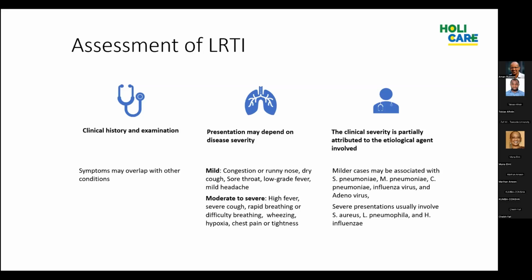How severe or mild the disease is may also be a proxy indicator of what organisms are causing this infection. This is not always true, but sometimes it's a proxy indicator. It is said that milder conditions may be caused mainly by viruses, but also sometimes Strep pneumoniae may be a little bit milder compared to Staph aureus, Legionnaires, and Haemophilus influenzae type B.